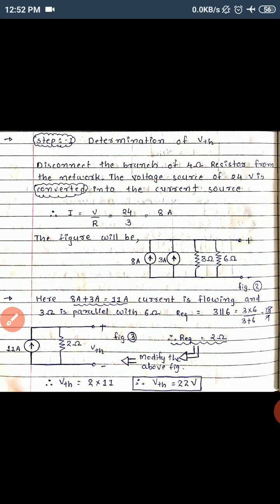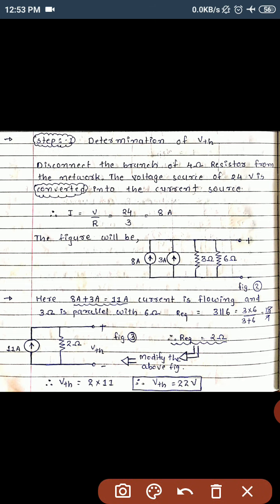From the figure we can clearly see that 8 ampere and 3 ampere currents are feeding the network in the same direction, so we can easily add both currents. So 3 ampere plus 8 ampere, the total is 11 ampere current flowing. We can see that the 3 ohm resistor and 6 ohm resistor are both in parallel. If we write the equivalent value of both resistors, we get R equivalent, that is 2 ohm over here.